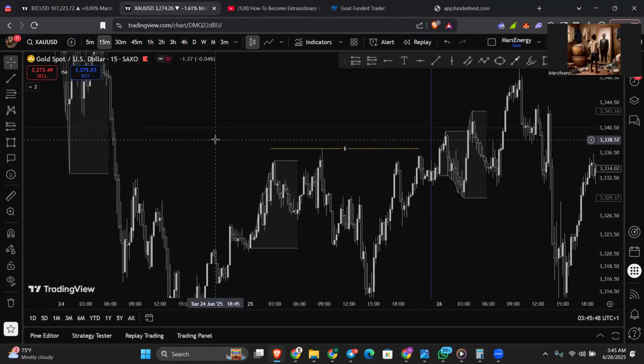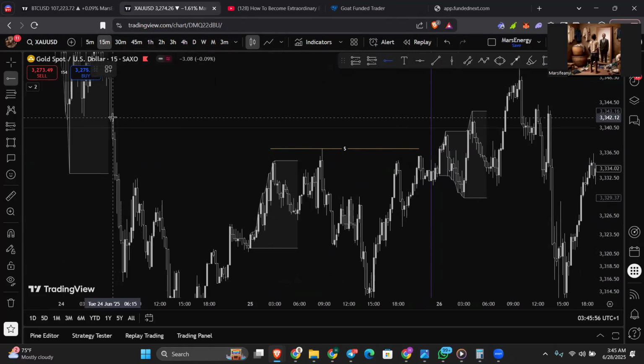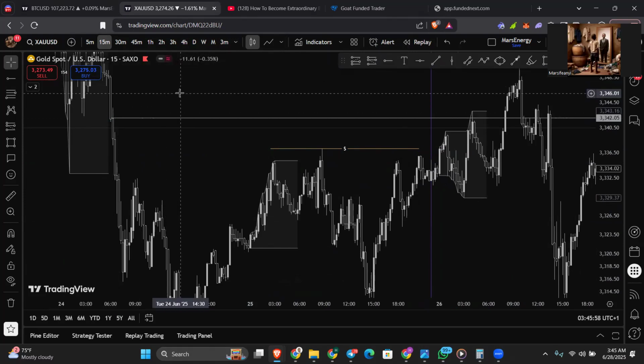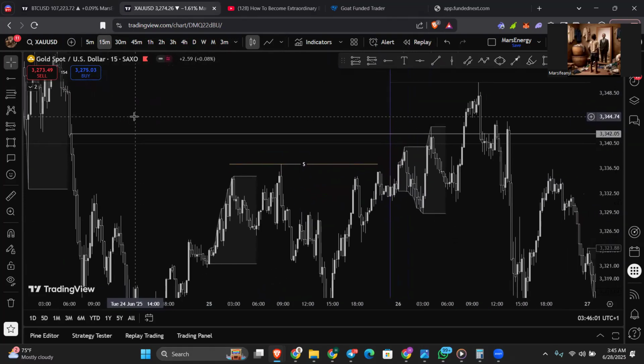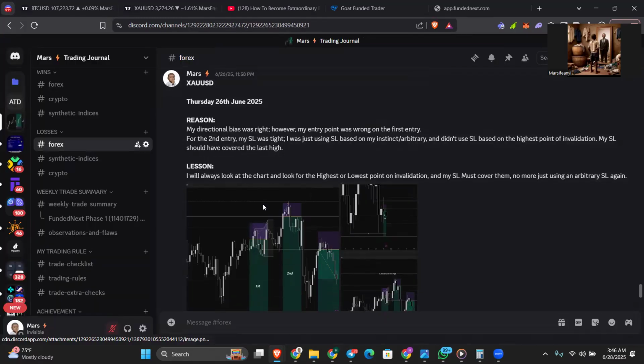Then I was using this as my key level for entry, right? So this was my key level for the first entry I picked. So this first entry went okay. Let me just check. Okay, I think Thursday, yeah.